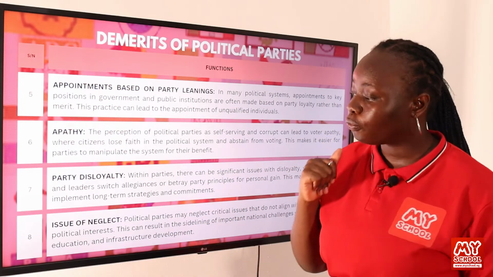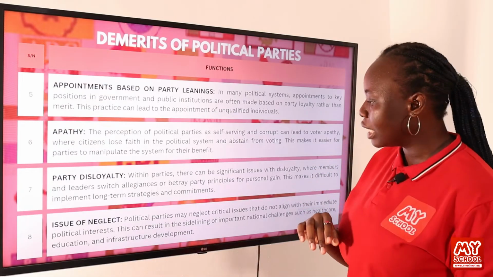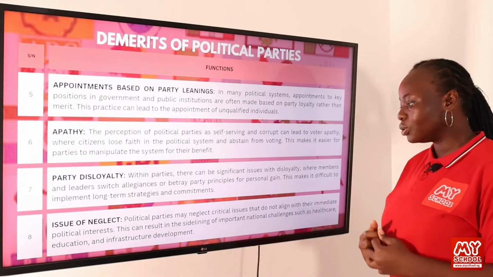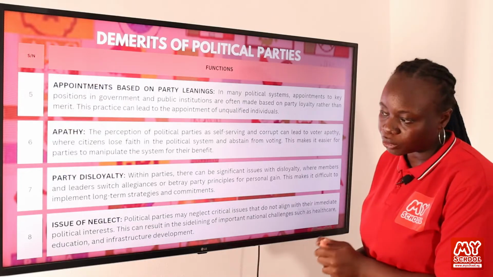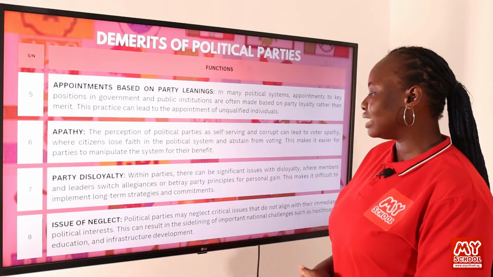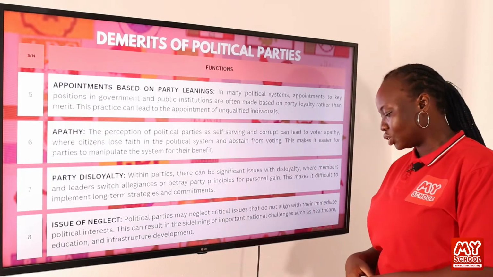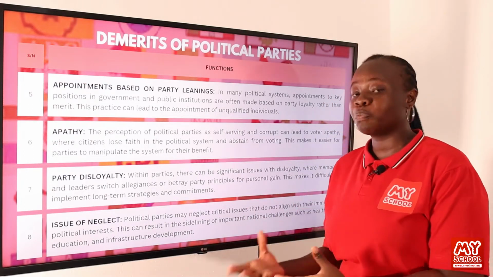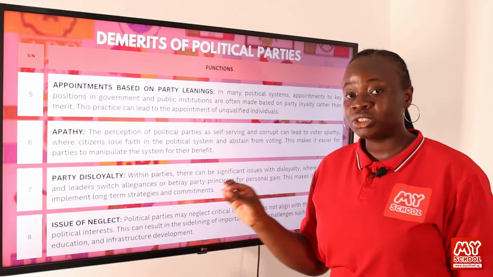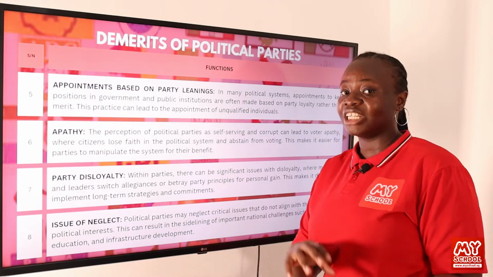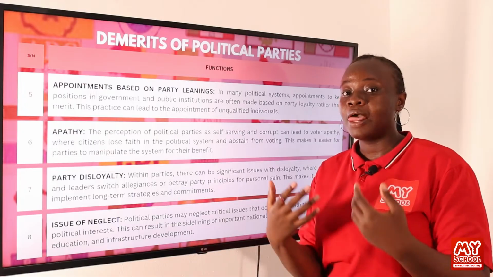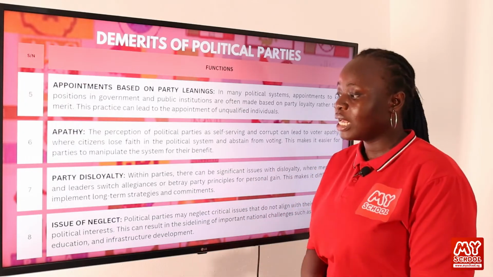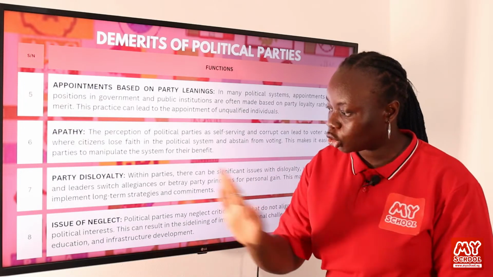And that demerit of political parties is the issue of neglect. Political parties may neglect critical issues that do not align with their immediate political interests. And this can result in the sidelining of important national challenges such as healthcare, education, and infrastructural developments. So some political parties may not put various sectors of the economy into their agenda, into their manifesto when they are contesting for public office. And this can lead to the issue of neglect.